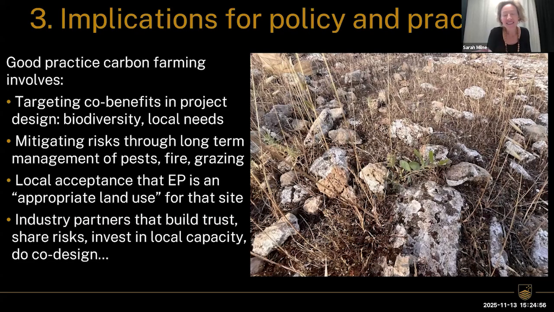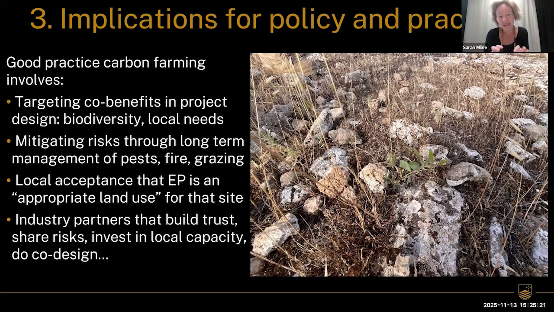Okay, so finally, reflecting upon people's motivations and the co-impacts that we observed, I'll just make a final few comments on what we think this might mean for good practice carbon farming. I mean, I think it tells us that you can do good practice carbon farming, but a lot falls to the landholder and the implementer in terms of realising this good quality carbon.